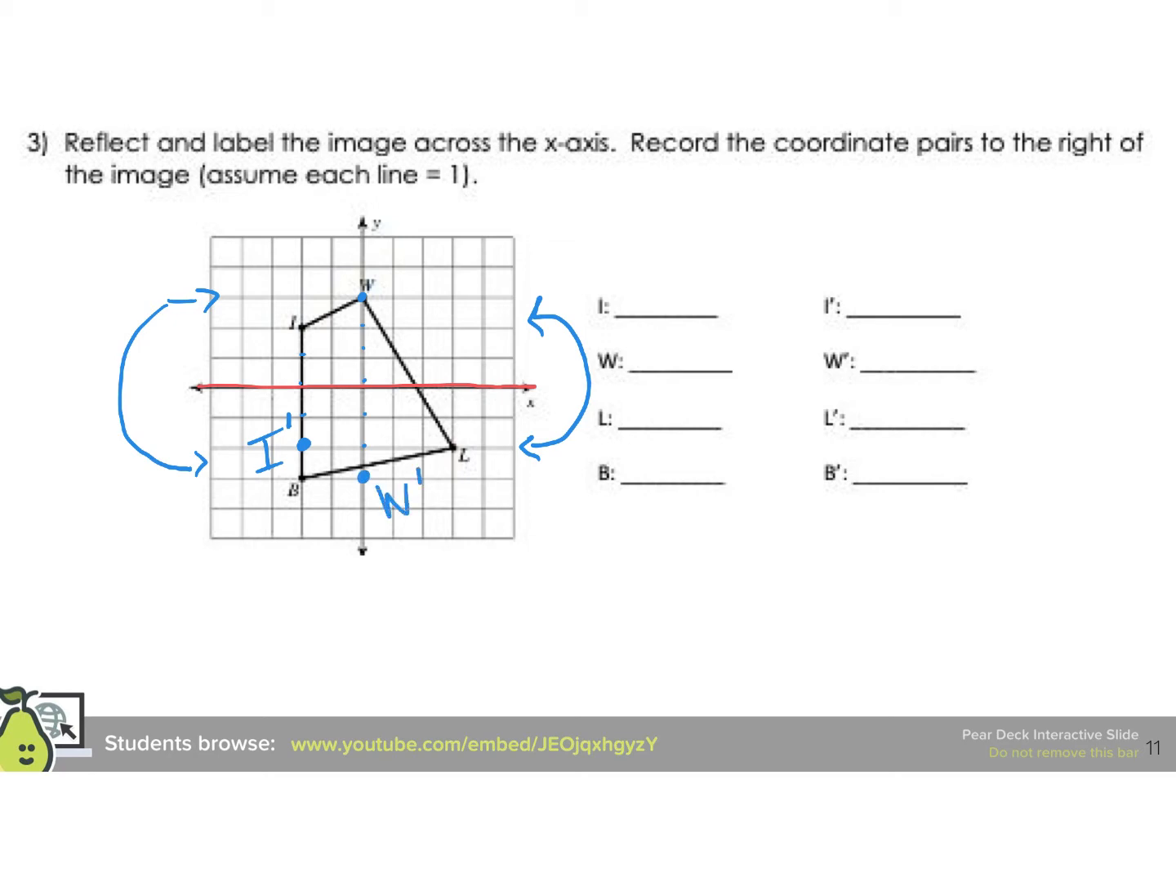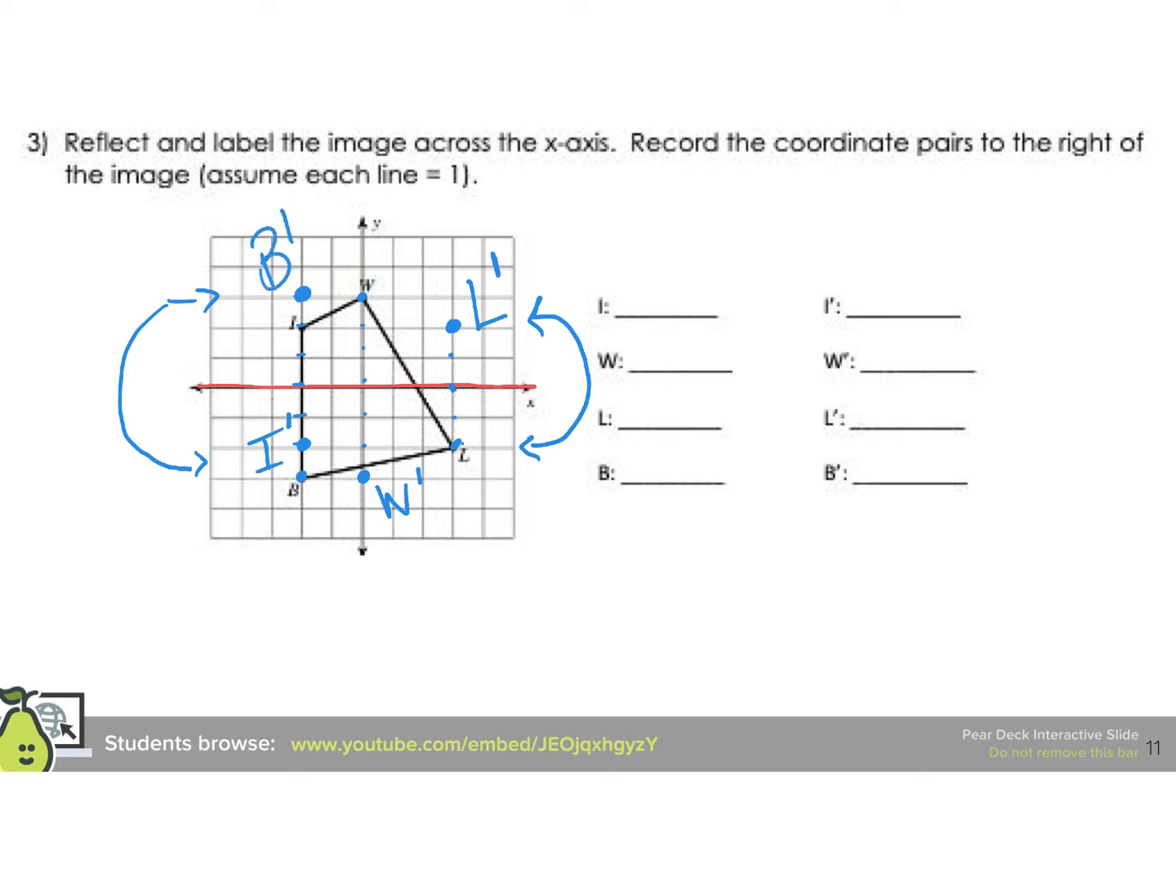Now for B and L, we're going to move these points up. Okay? So L is 1, 2 below the red line. So we're going to go 1, 2 above the red line. L prime. And then B, okay, don't worry about where I prime is right now, but B is 1, 2, 3 below the red. So we go 1, 2, 3 above the red.